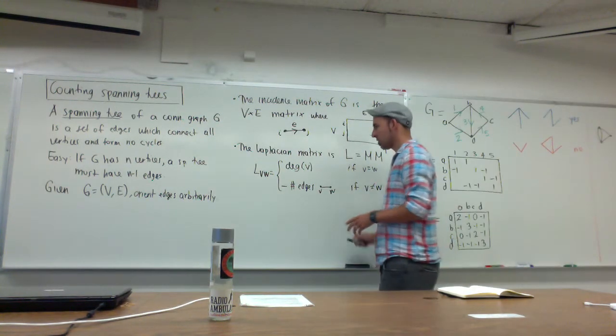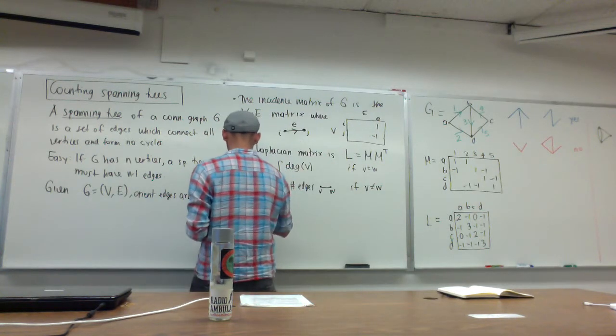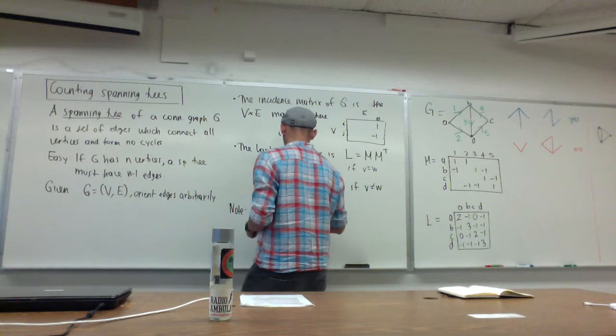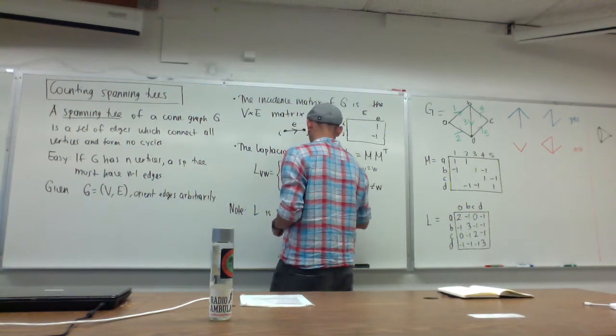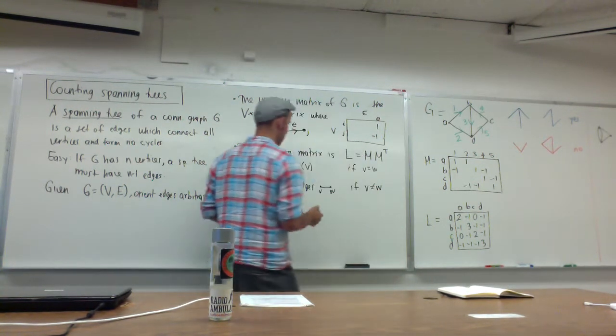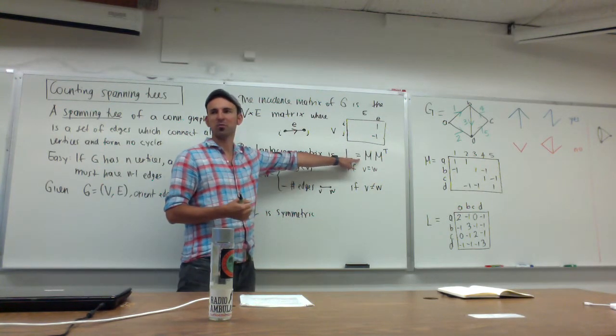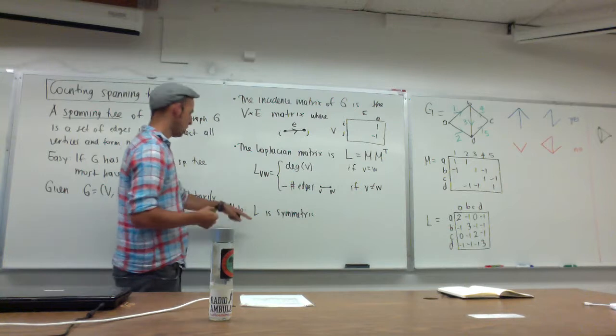Okay, so now let's make some remarks. Note, L is symmetric, right? Let's go from either this or this. If you take the transpose of this, you're going to get M transpose back. L is symmetric.